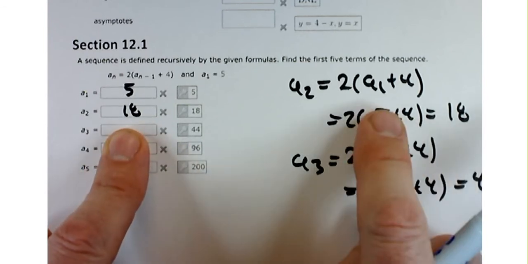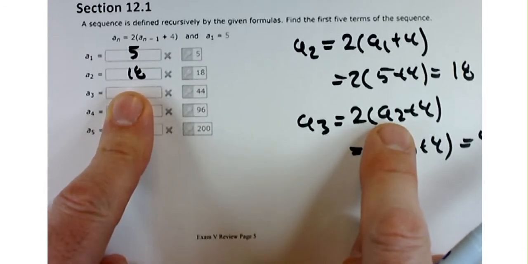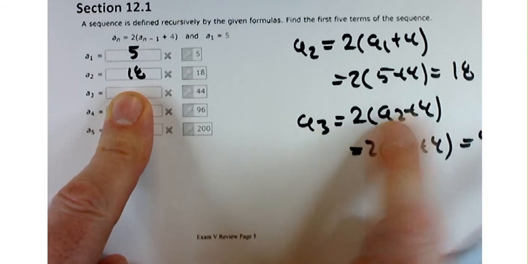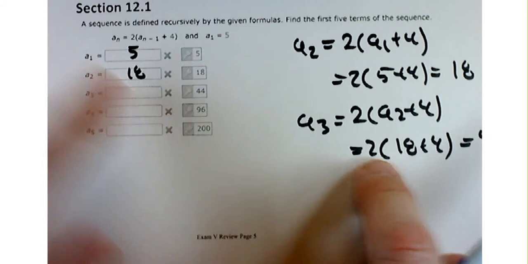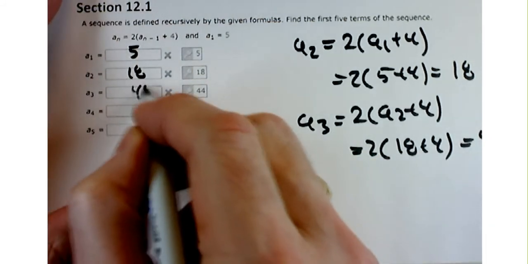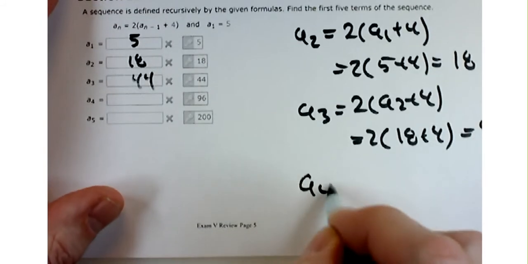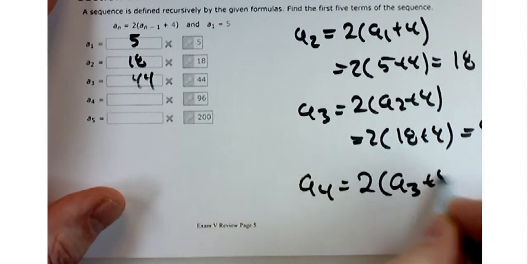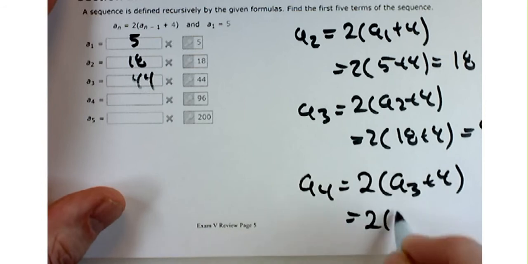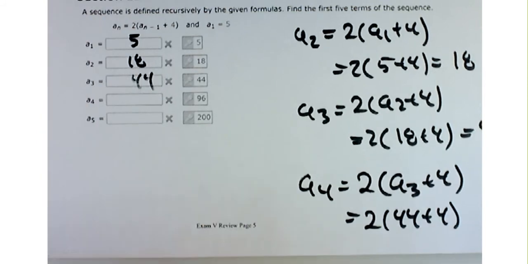Plug in the 18 here to get a sub 3. So that's a sub 2 is 18. 18 plus 4 is 22 times 2 is 44, and so on. If I want a sub 3, what do I need to know? Or if I want a sub 4, I need to know a sub 3. So 2 times 44 plus 4, that's going to be 48 times 2 is 96, and so on.